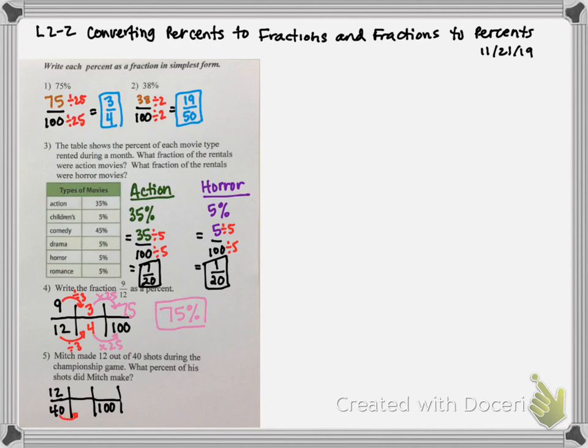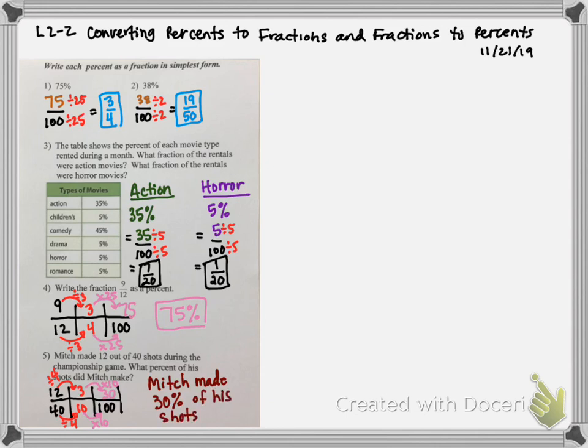So I'm going to divide top and bottom by 4. That's going to give me a 3 on top and a 10 on the bottom. Then I'm going to multiply 10 by 10 to become 100. And I'm going to multiply 3 by 10, and that gives me 30. So what percent of his shots did Mitch make? I'm going to write this out as a sentence, and I'm going to say Mitch made 30%, that's instead of me saying divide by 100, 30% of his shots.